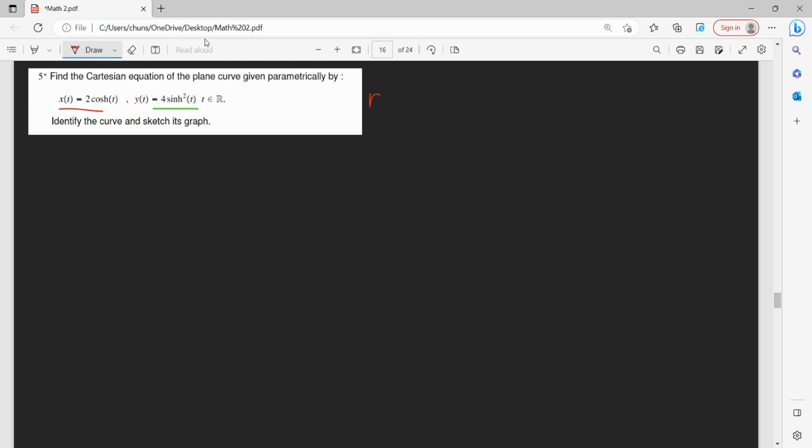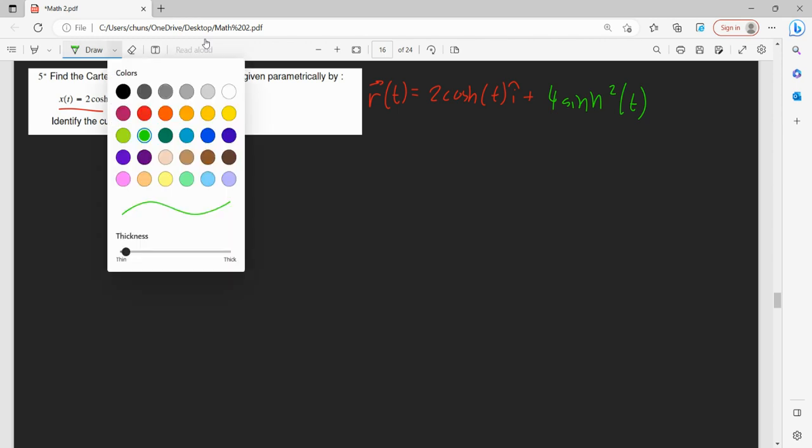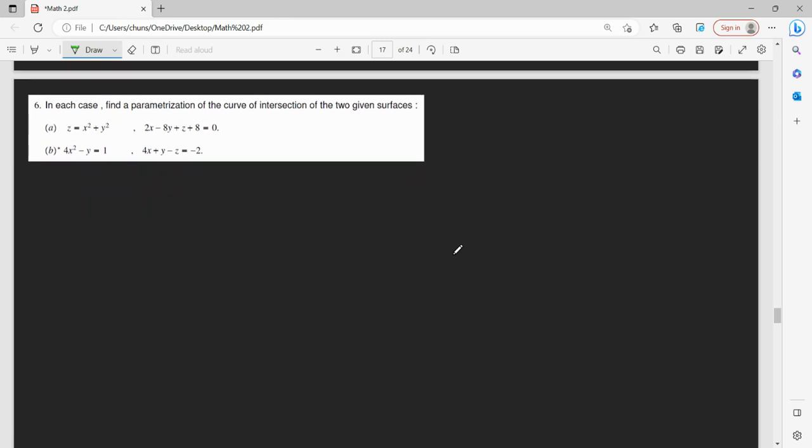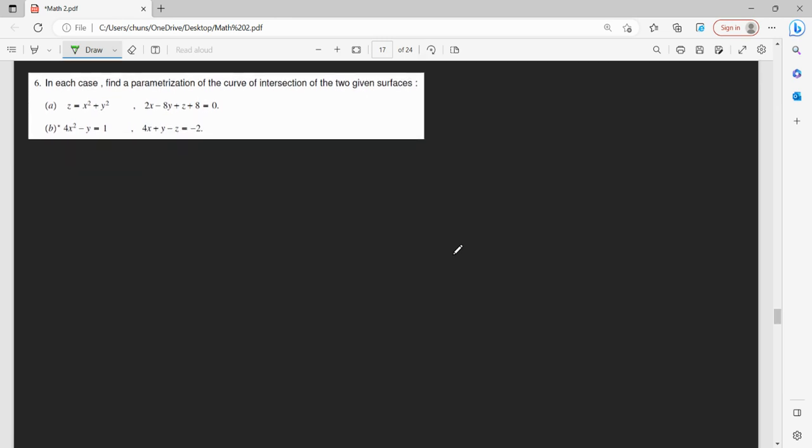So if we were to write this out, it's 2 cos t in our i direction, and then this would be plus 4 sinh squared t. So now that we got this squared, what are we supposed to do? Okay, so let's find out. Actually, I'm going to skip this equation. I may or may not come back to it later.